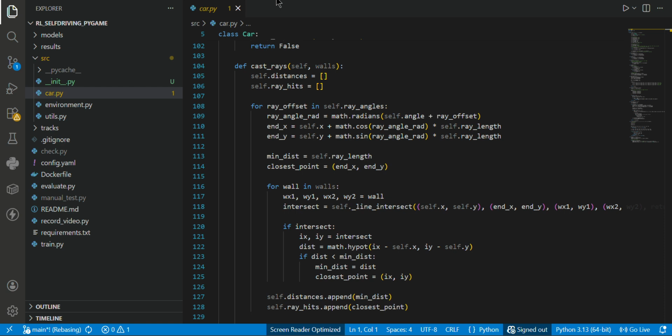So instead of seeing pixels, the neural network receives a simple numerical input like: I am moving at a speed of x, there is a wall 20 pixels to my left, 150 pixels straight ahead, and 80 pixels to my right. These 5 sensor distances plus the current velocity form the 6-dimensional observation vector that the AI uses to make decisions.